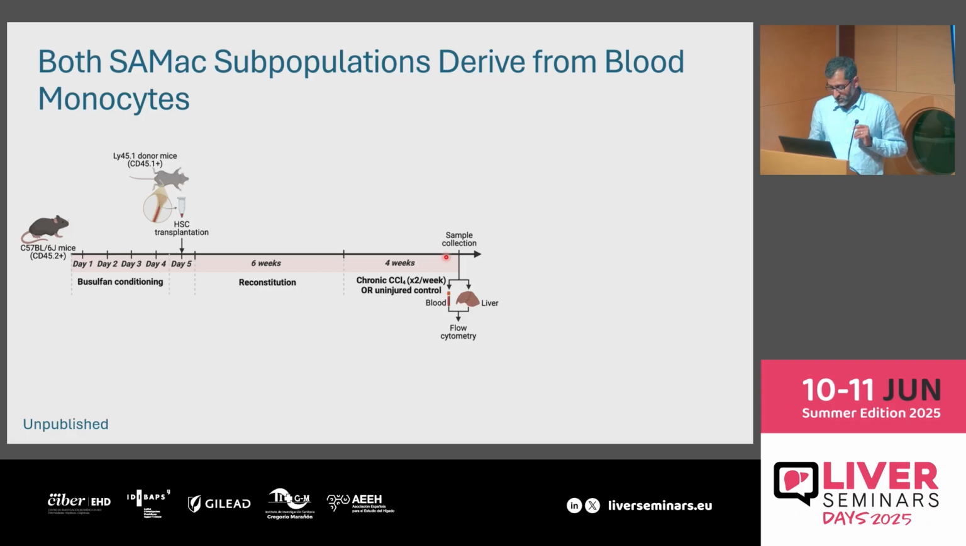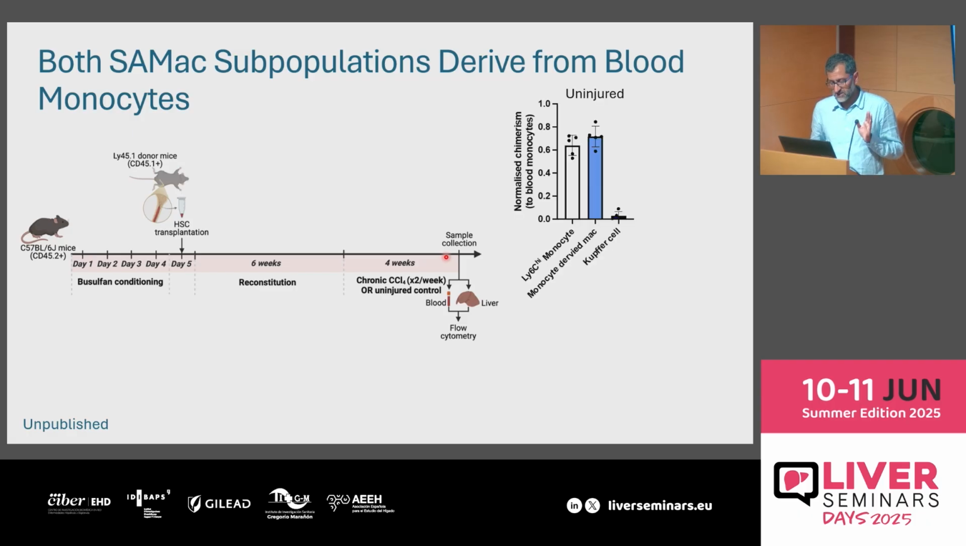allow them to reconstitute, and then we can introduce chronic liver injury. Now, the beauty of this as opposed to irradiation is if you look at the resident Kupffer cells, they're not replaced by the bone marrow-derived cells.